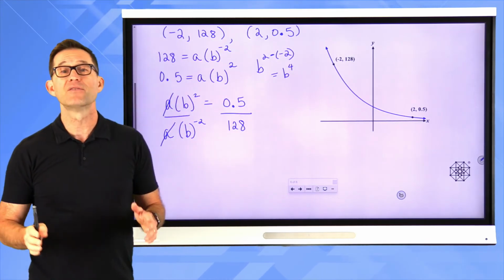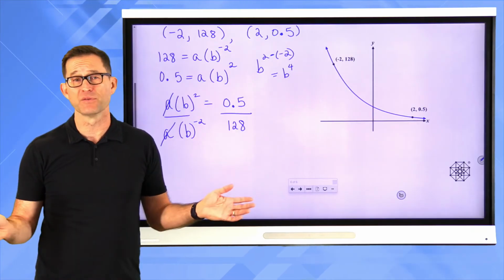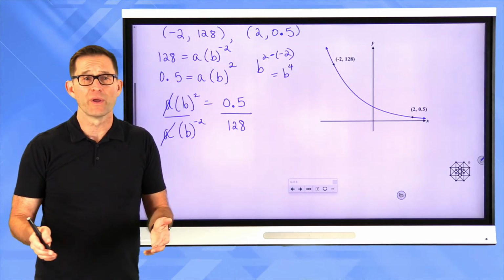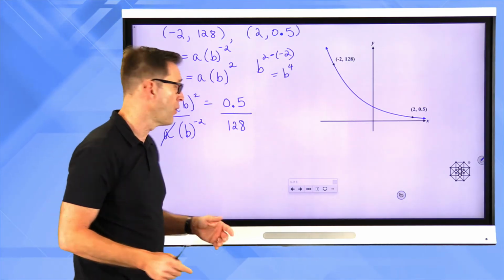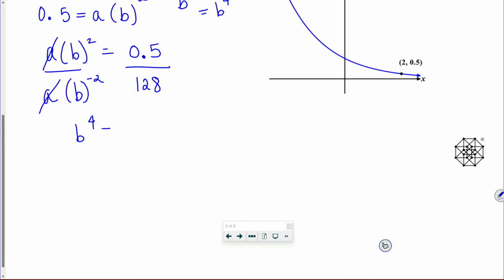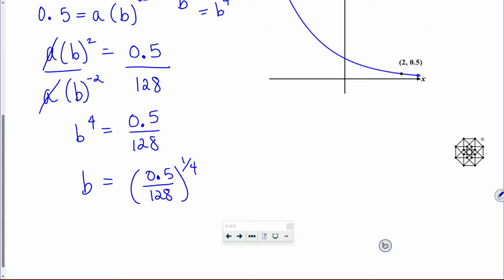All right, b to the fourth, not b to the 0. If it was b to the 0, we'd be in trouble because b to the 0 is equal to 1, and then we couldn't figure out what b was. Anyhow, regardless, we end up getting b to the fourth is equal to 0.5 divided by 128, which means b must be 0.5 divided by 128 to the 1/4, or the fourth root.